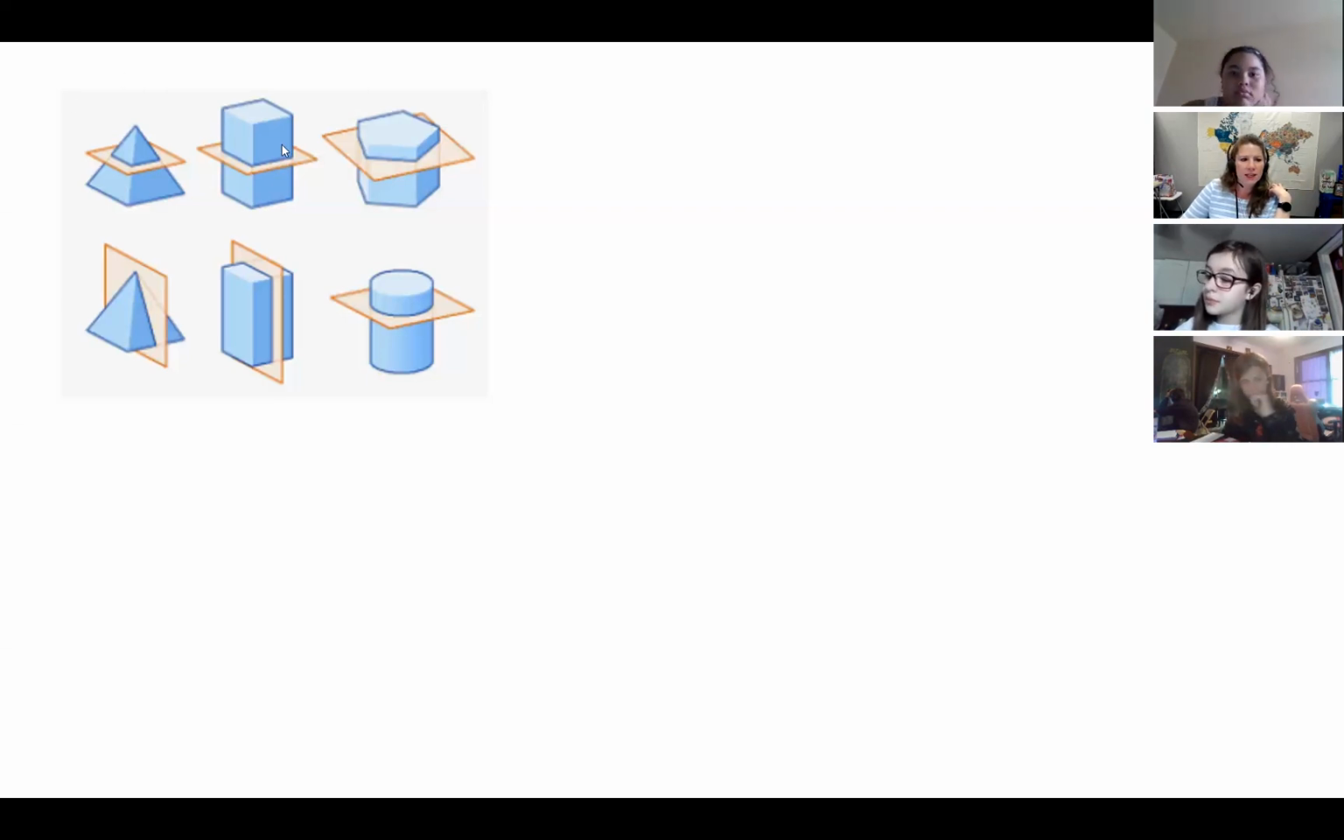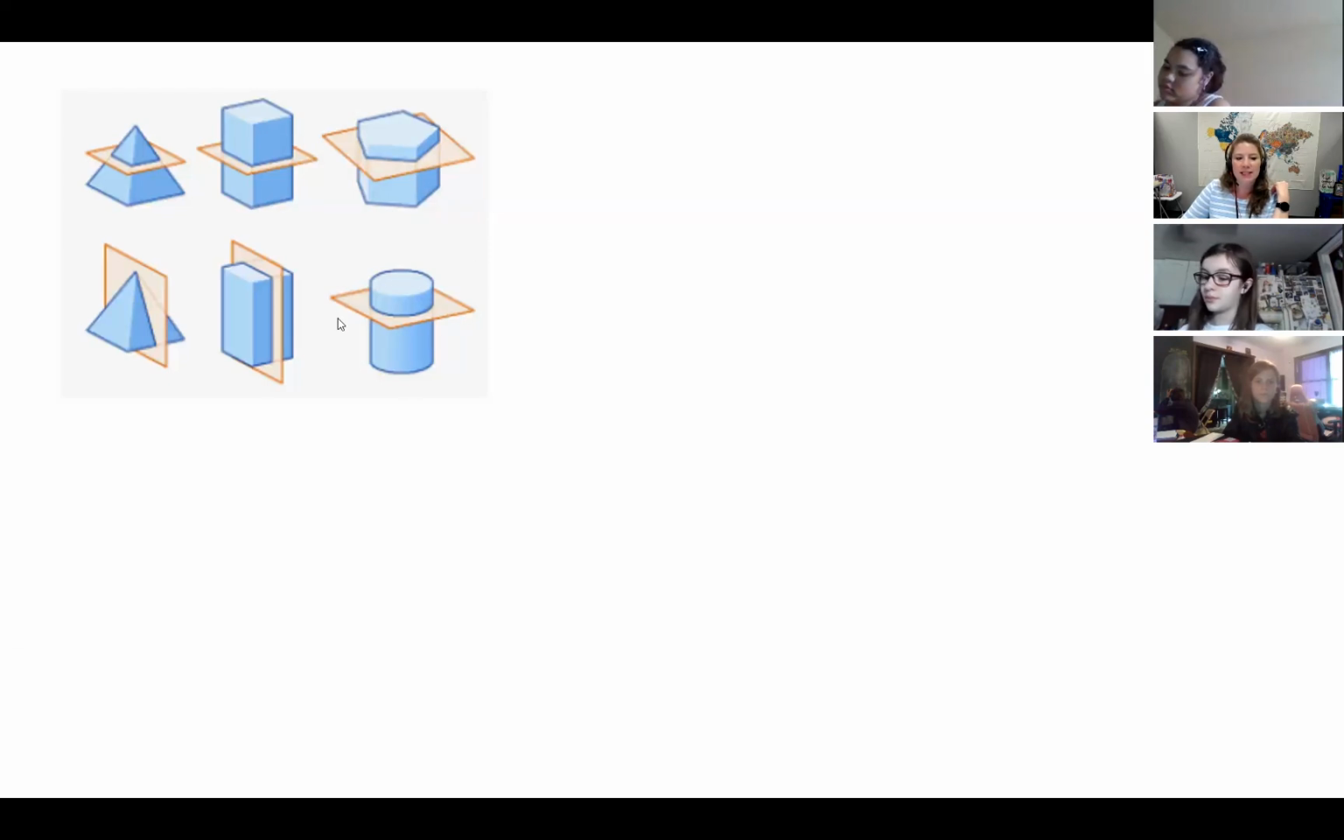All right, what about this rectangular prism? It's being cut parallel to its base. So what's the cross section going to be? It's also a square, right? What about this pentagonal prism right here? I'm cutting it parallel to its base. So what's the cross section going to be? Yep, a pentagon, right?